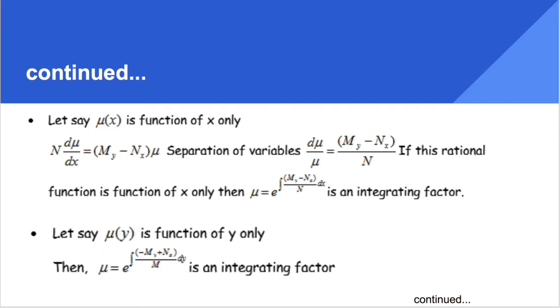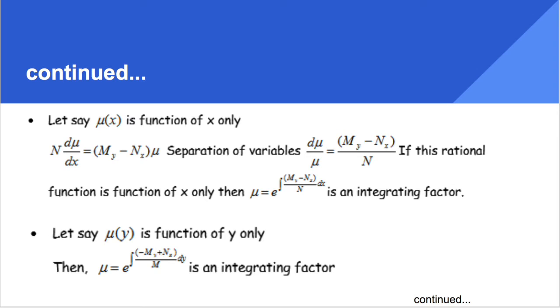First, let's say mu is a function of x only. Then N times d mu dx equals My minus Nx times mu. Using separation of variables, move mu to the left side and dx to the right, and we have d mu over mu equals My minus Nx over N. If this rational function is a function of x only, then mu is equal to e to the power of the integral of My minus Nx over N dx.